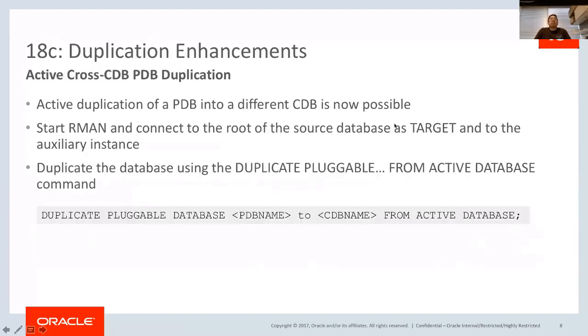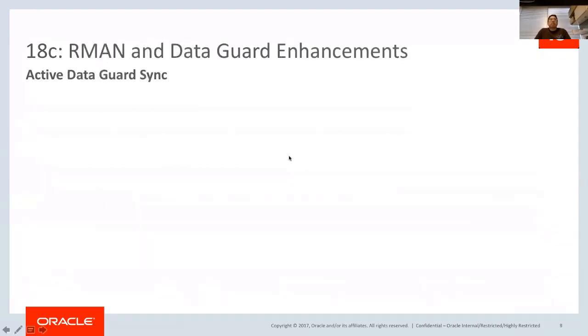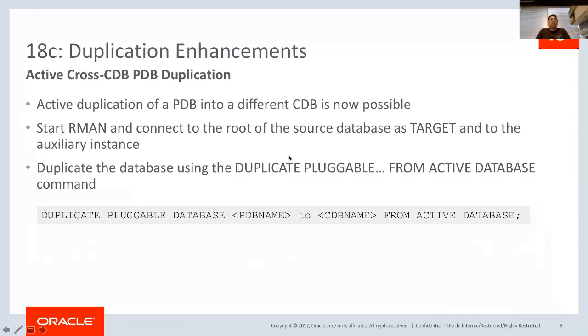See the example command. You start RMAN, connect to the root of the source database as target, and then connect to the auxiliary instance. And then you can use this new DUPLICATE PLUGGABLE DATABASE command. Duplicate pluggable database PDB name to the new CDB from active database. And that will allow you to duplicate directly from one CDB to another.